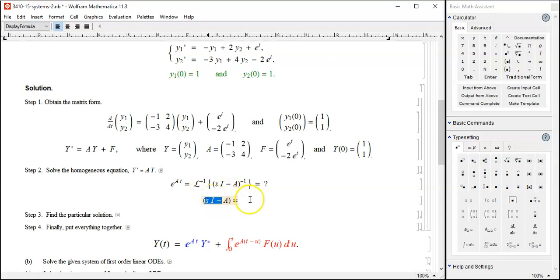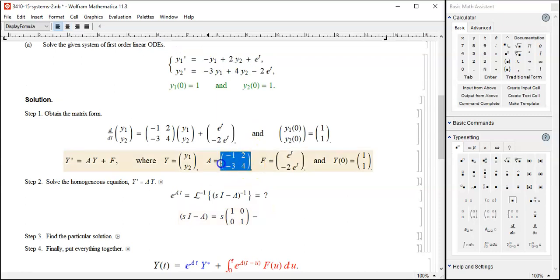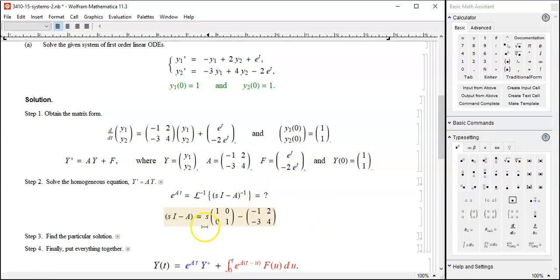Let's do s times I. So s times, what is I? 1, 0, 0, 1. Minus A, what is A? A is here, and let's do that computation. Feel okay about this? Now, s times that, nobody will write like this. Everybody will jump to this one directly, s times I as this one directly. That's probably what everybody will do. All right, experienced students will actually jump directly from here to this step, to tell the truth.